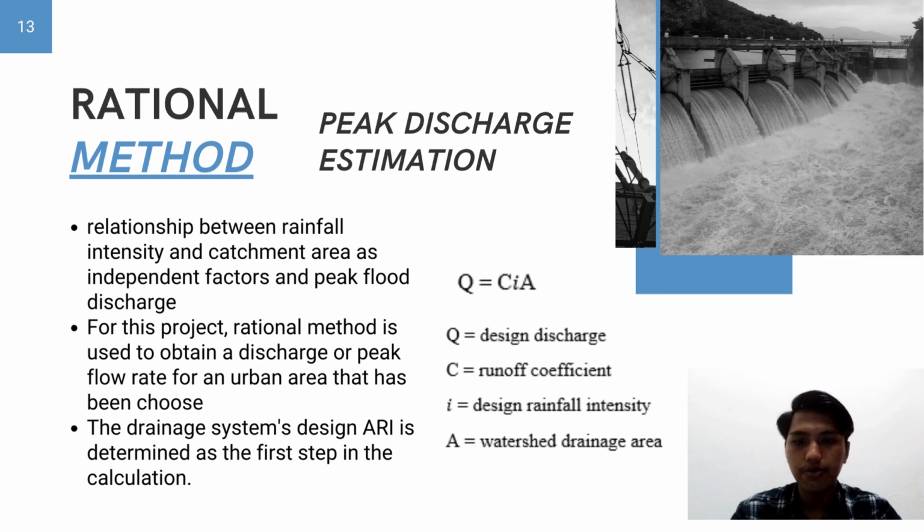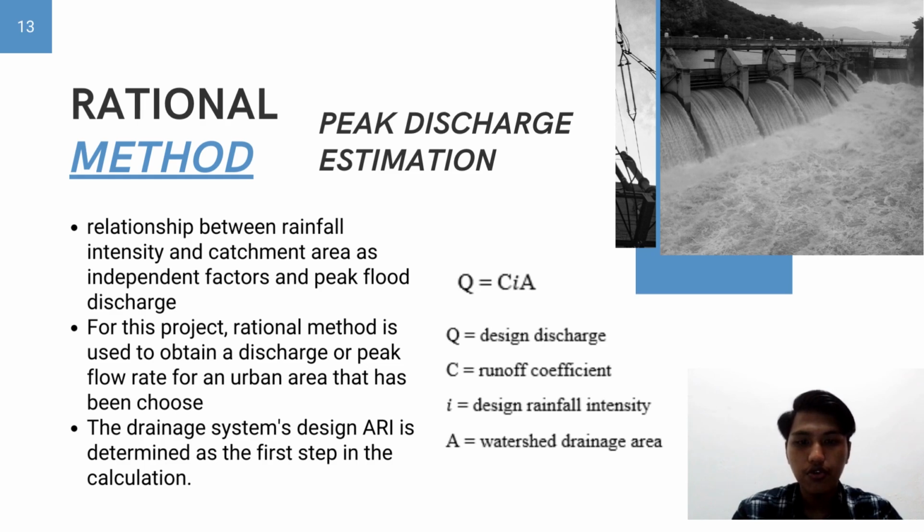We use the rational method. The rational method is a relationship between rainfall intensity and catchment area as independent factors and peak flood discharge. For this project, the rational method is used to obtain a discharge or peak flow rate for an urban area that has been chosen. The drainage system design ARI is determined as the first step for the calculation.